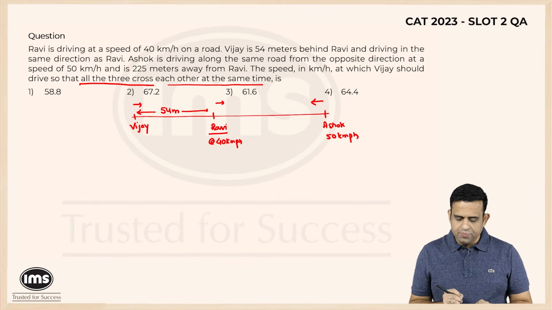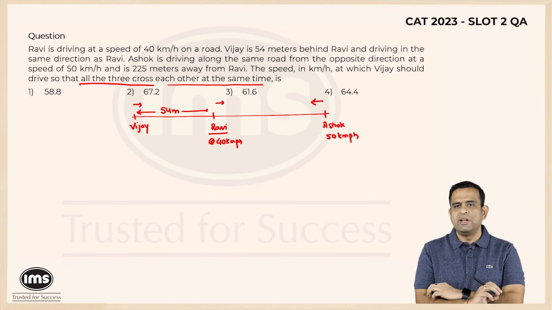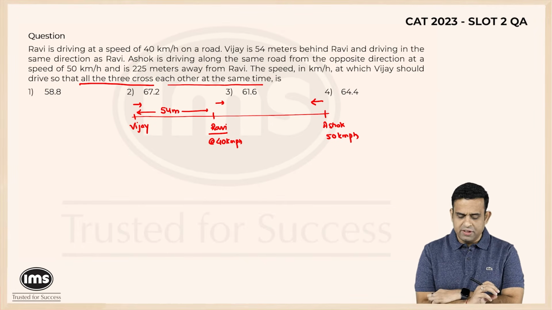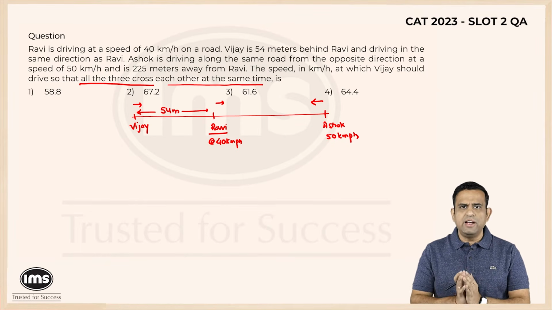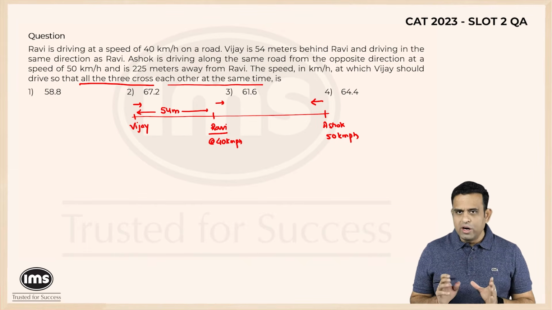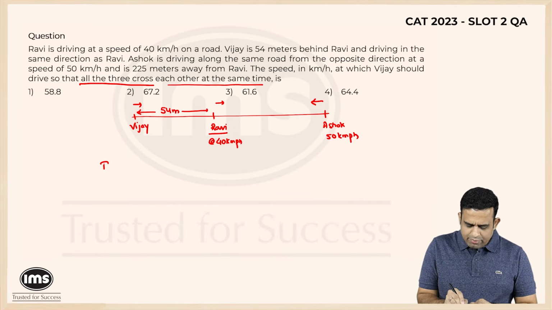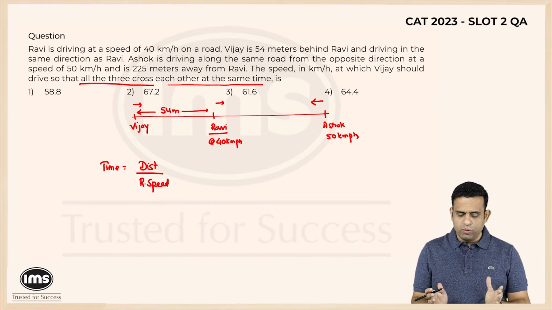and moving towards Ravi. So what we can do in this particular case is that the time taken by Vijay to overtake Ravi or meet Ravi will be exactly the same as the time taken by Ashok to meet Ravi. In short, all three are meeting at the same point. So what is constant? The main thing is time is going to be constant over here. And what is time? Time is nothing but distance divided by speed. I can say in this particular case the term relative speed. So I will just equate the time for both scenarios.